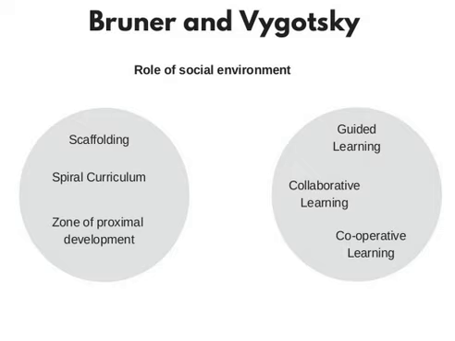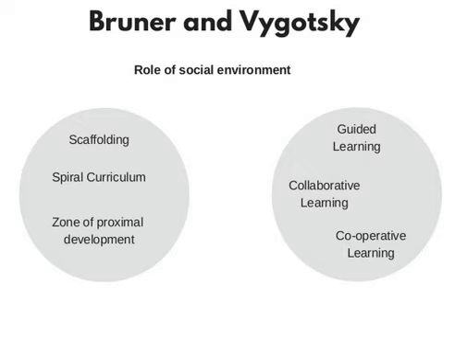When I'm talking about the models of inclusion, we definitely draw from the educational psychologists Bruner and Vygotsky, where they talk about the role of the social environment in the education system. So we talk about scaffolding and the zone of proximal development, where the peer and the teacher can help the child in guided learning, collaboration, and cooperative learning.